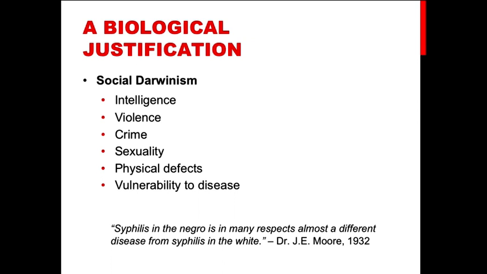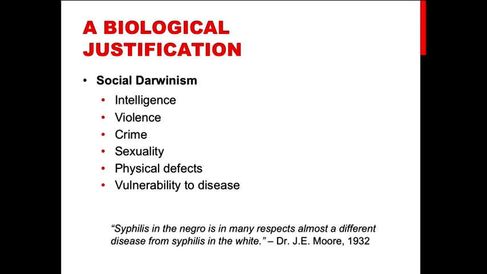The justification for the Tuskegee syphilis study arose from social Darwinism. You may remember Charles Darwin came up with the theory of natural selection in the mid 1800s. The theory was that all living things evolved over time, and that the individuals with the traits best suited to survival and reproduction would pass on their genetic material to the next generation.